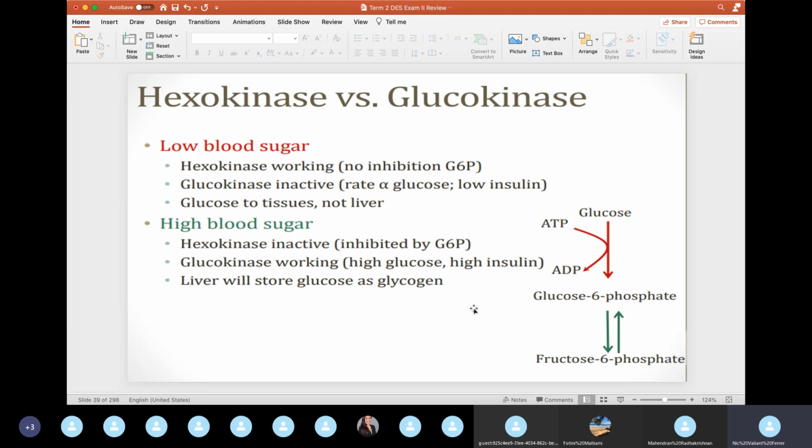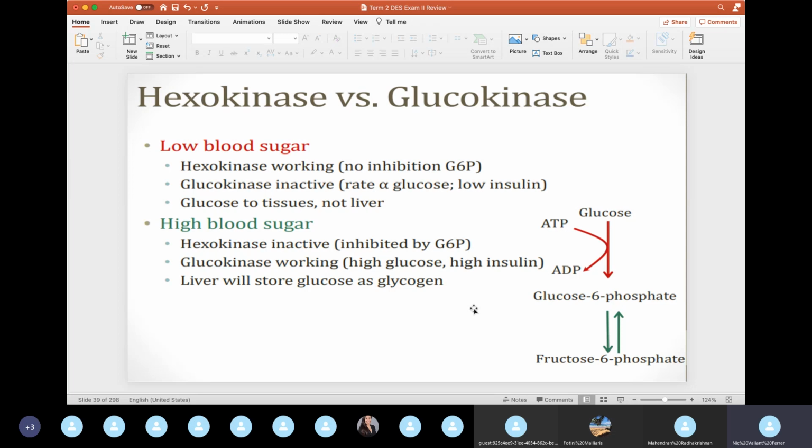I don't know if they talk about this one, but if glucokinase is bound to a regulatory protein, it is inactive. So you have the glucokinase, and the glucokinase regulatory protein, right? If it is bound to that one, it is inactive.